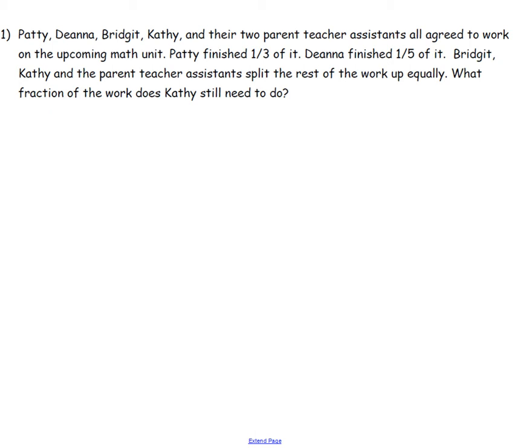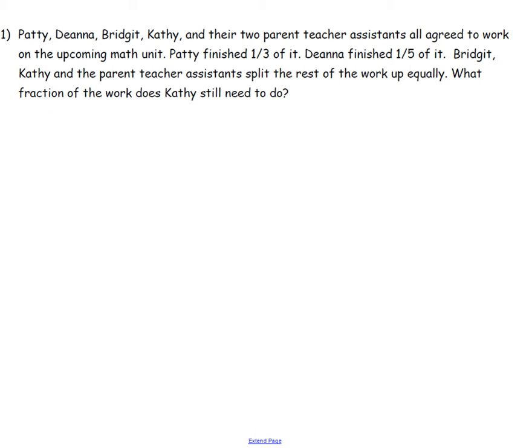So we got Patty, some other girl, and her, and 2 others. All agreed to work on math. Patty finished a third, Deanna finished 1/5. Everybody else split up the rest. What fraction does Kathy still need to do?